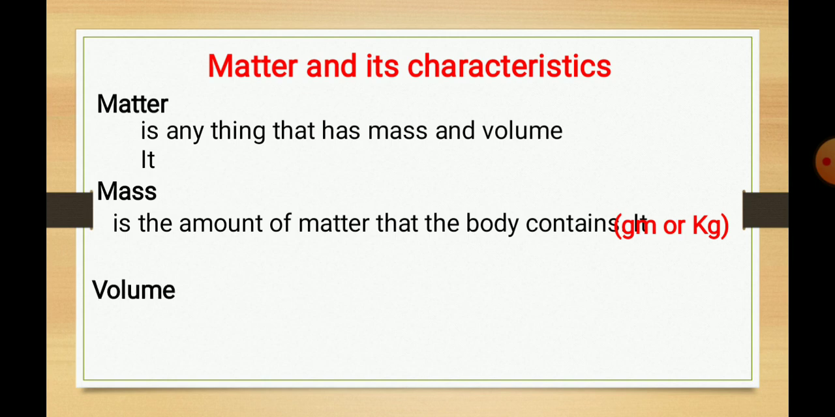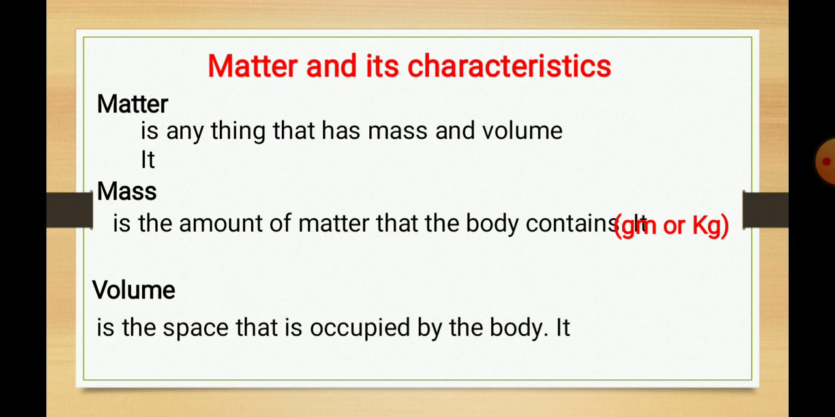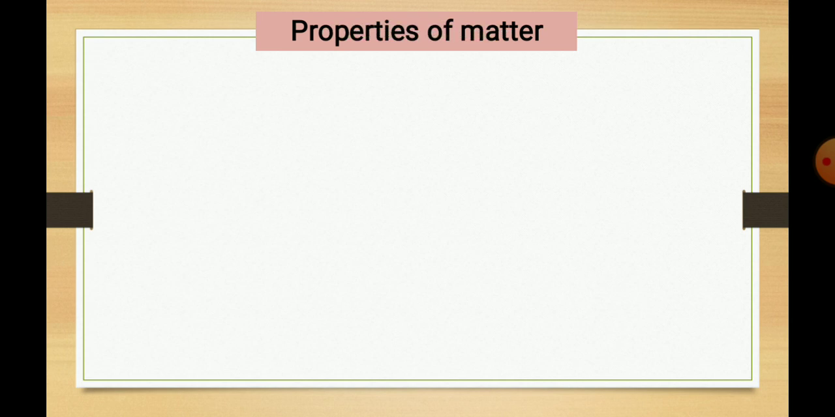Second, volume. It is the space that is occupied by the body. And the measuring unit of volume is cubic centimeter or cubic meter or liter. And now we are gonna talk about the properties of matter. So, do you know that, my friend, matter can be distinguished from each other by physical properties and chemical properties? We will start with physical properties.